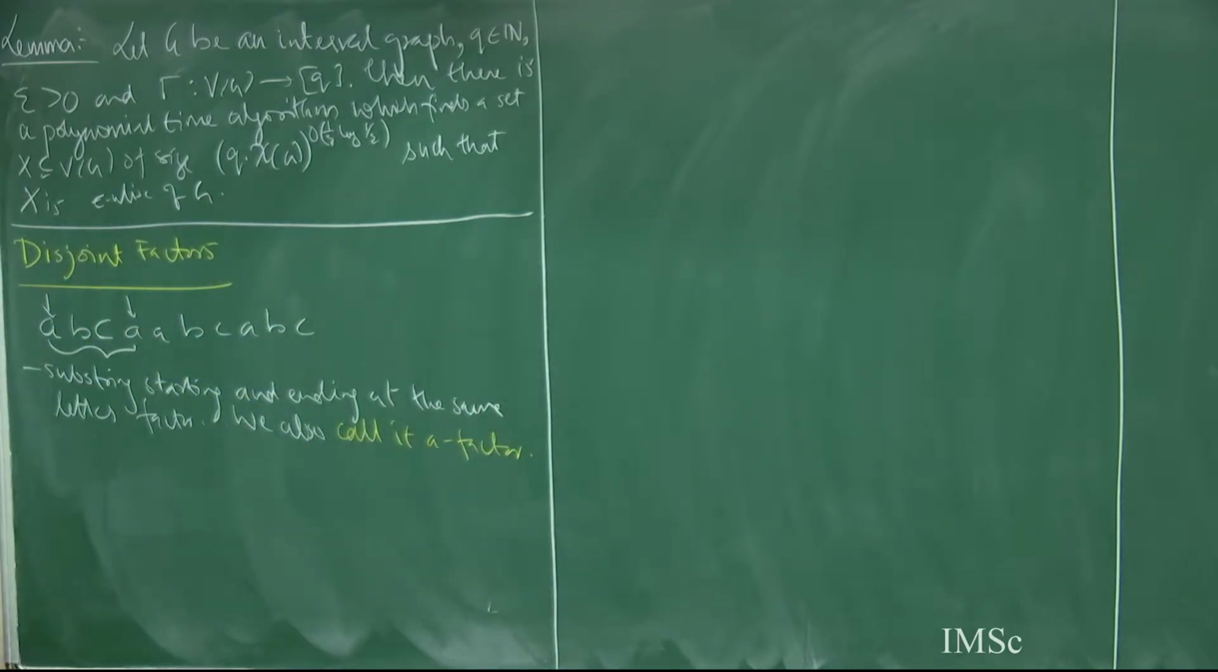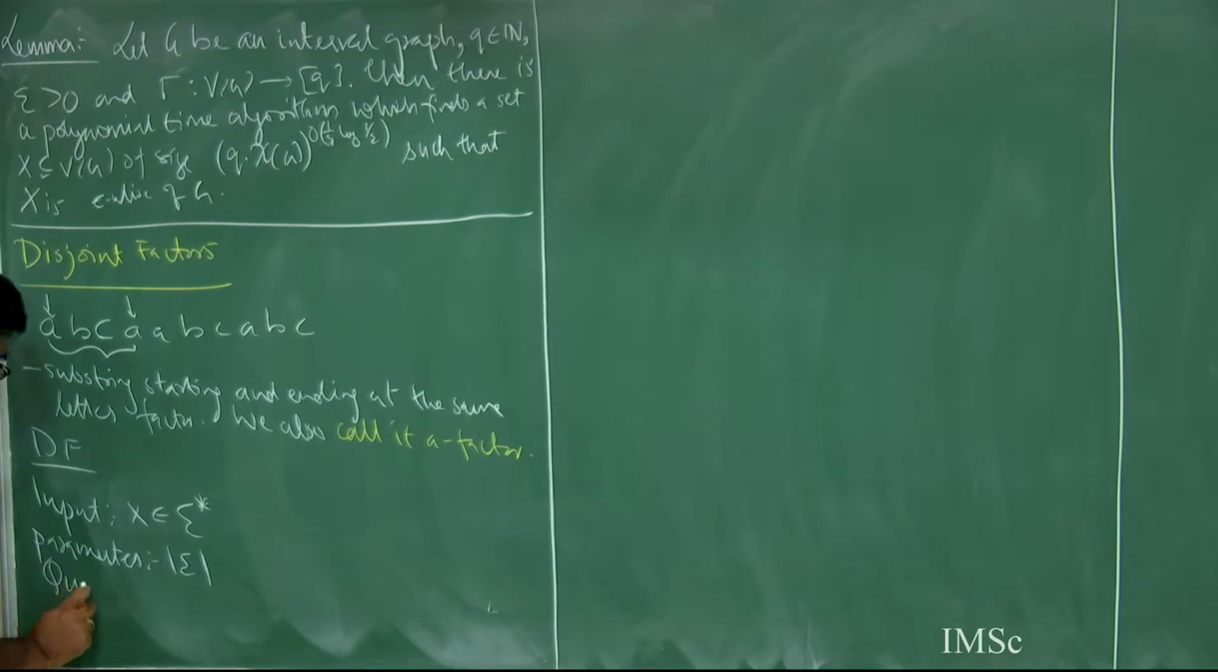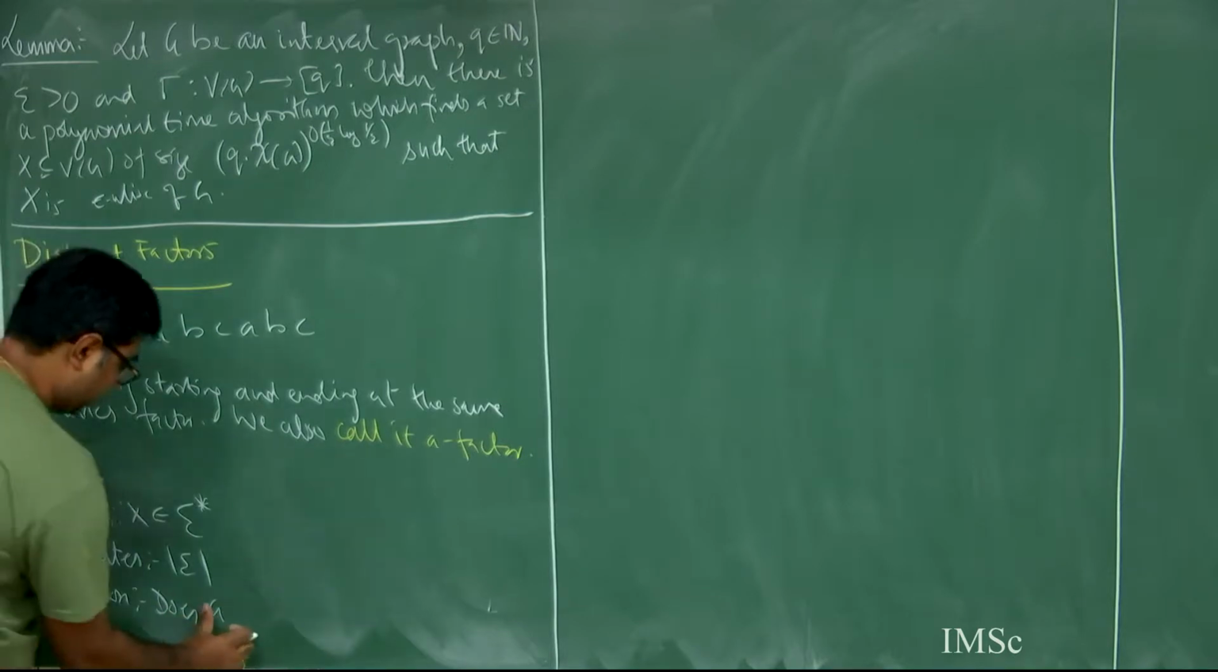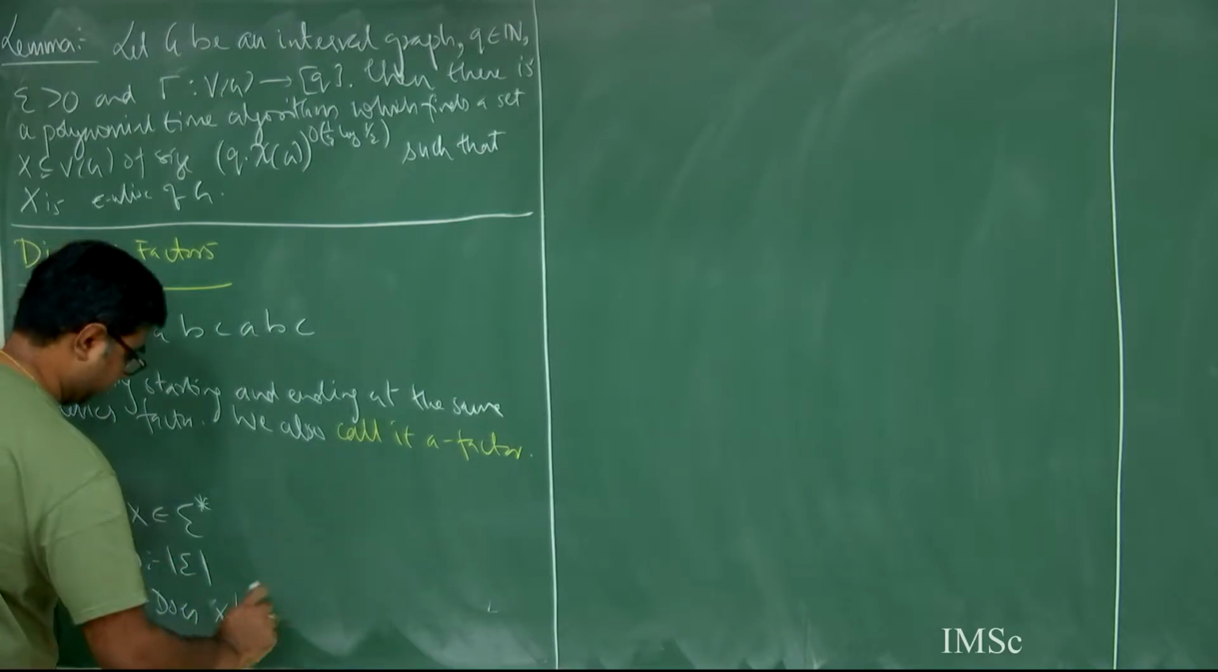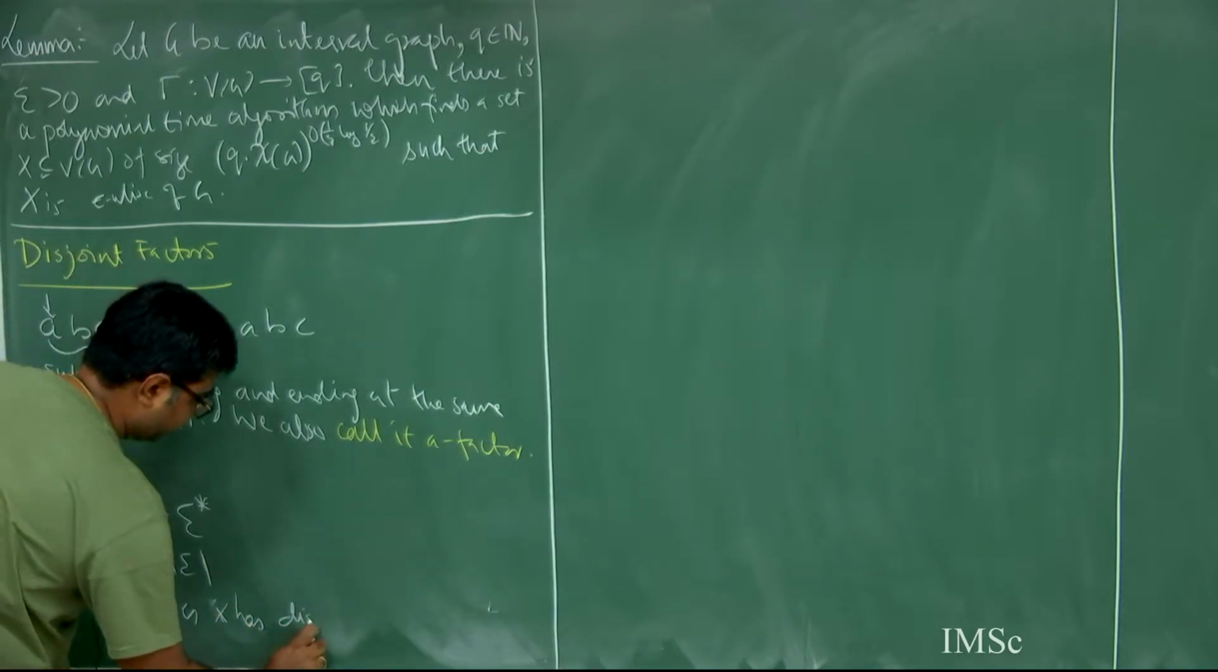Now what does the disjoint factor problem ask? At least the disjoint version which has been studied in the literature has input some x in sigma star, where sigma is some fixed alphabet, the parameter is the size of sigma, and the question is: does x have disjoint factors? Now I will define what I mean by disjoint factors.